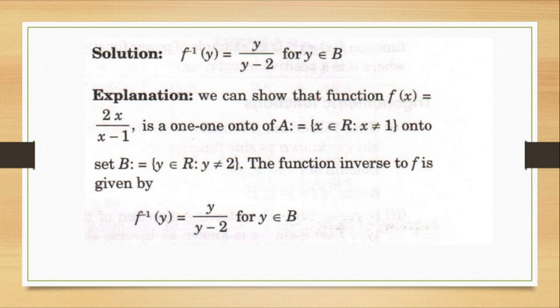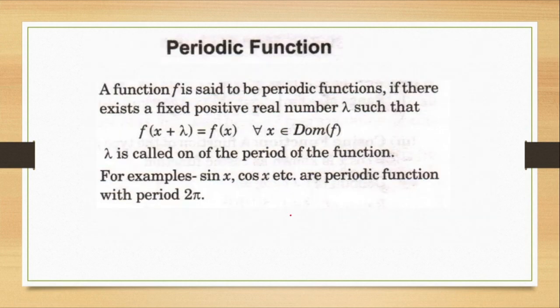So we can show that f of x equal to 2x upon x minus 1 is one-one on A, x belonging to R with x not equal to 1, onto the set B, y belonging to R, y not equal to 2. So the function inverse to f is f inverse of y equal to y upon y minus 2 for y belonging to B. So now, periodic function.